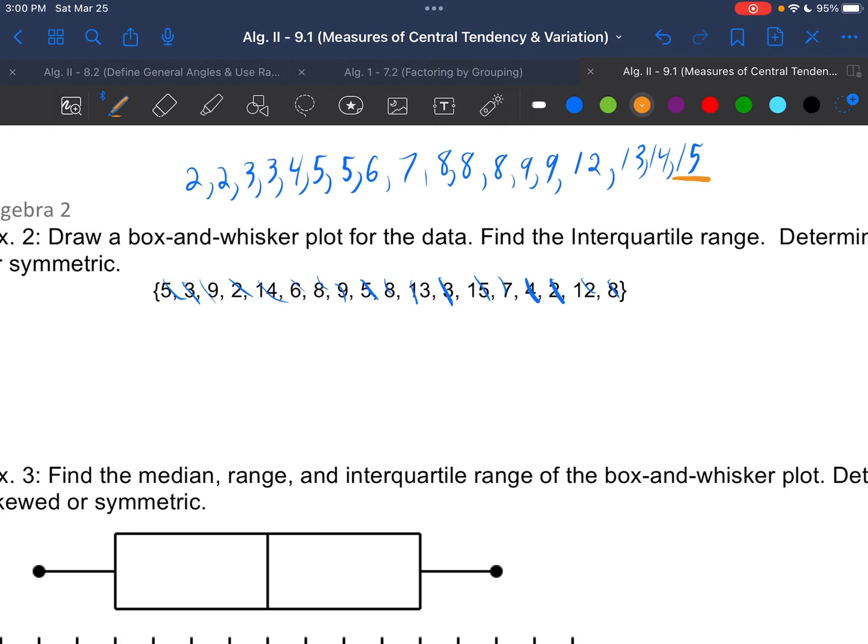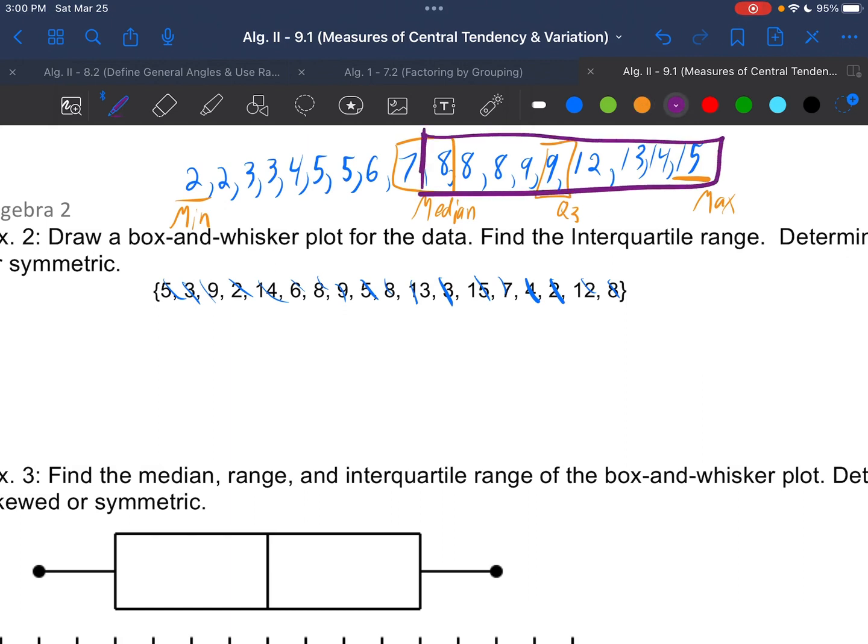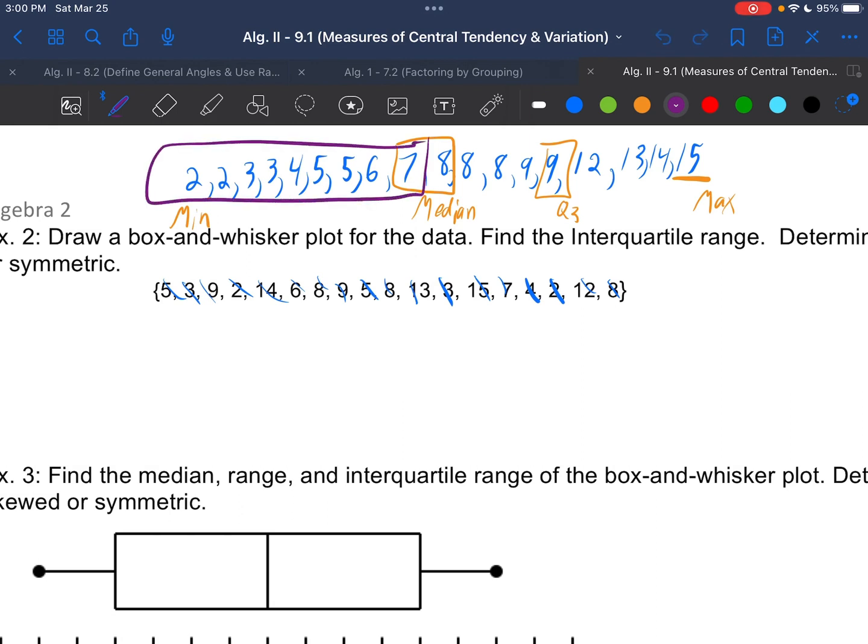So 15, that's the max. 2 is the minimum. The median is between 7 and 8, so it'd be 7.5 for the median. Quartile 3 would be at 9, and specifically that 9 because it's the second half of data, the median of that. So basically from here to the end, it's the middle number. And the first half of data, the quartile 1, would be 4.